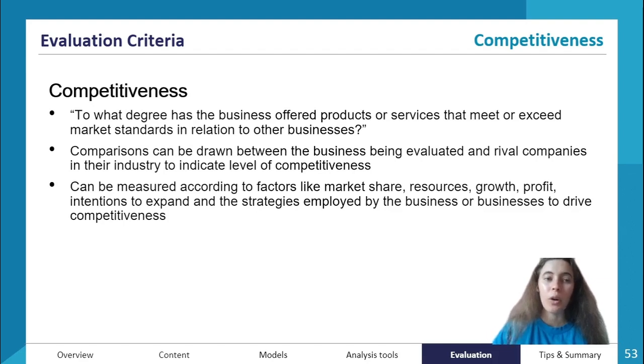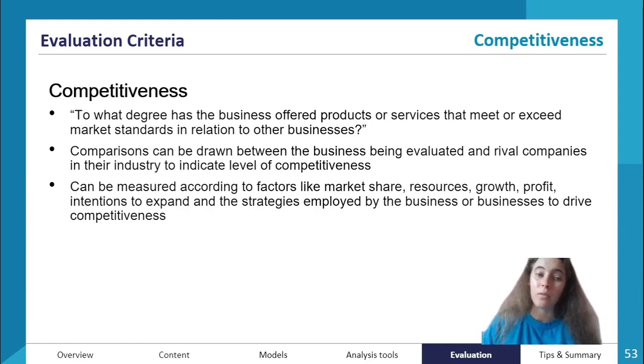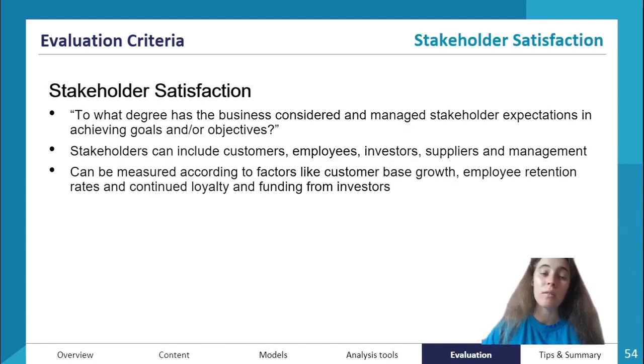So let's go through your evaluation criteria. The competitiveness is about the degree that the business has offered products or services that meet or exceed market standards in relation to other businesses. So you can compare different businesses to think about the level of competitiveness. You can look at measures like market share, resources, growth, profit, any expansion intentions. All of those things can be factored into competitiveness.